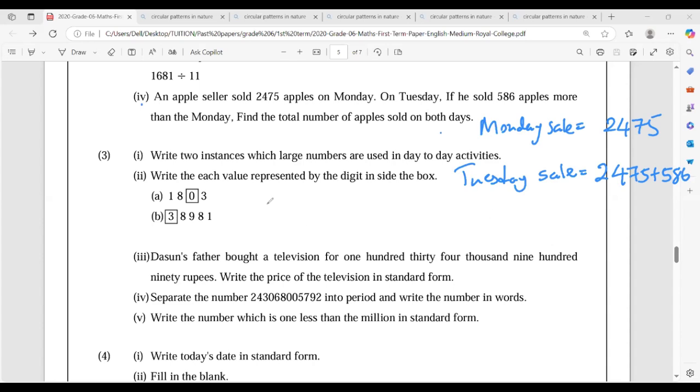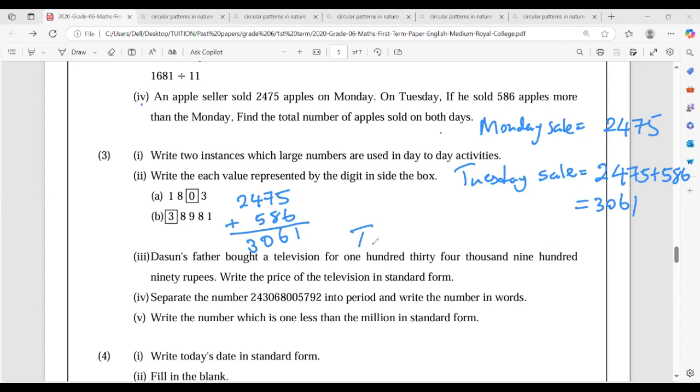So let's calculate that. 2,475 plus 586. Then we add this. 5 plus 6 is 11. 1 carries. 8 plus 8 is 16. 1 carries. 5 plus 5 is 10. 1 carries. 3,061. So 3,061. Now this is the sale on Tuesday.